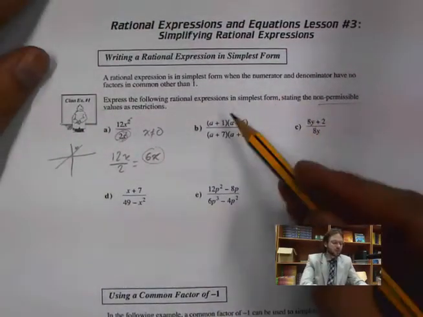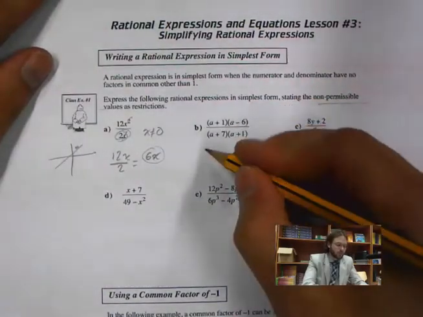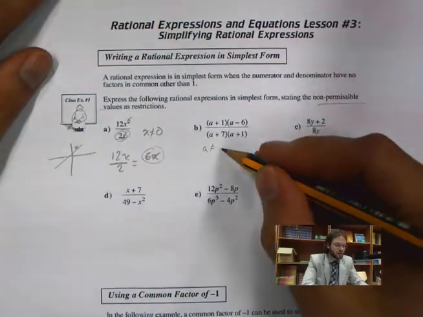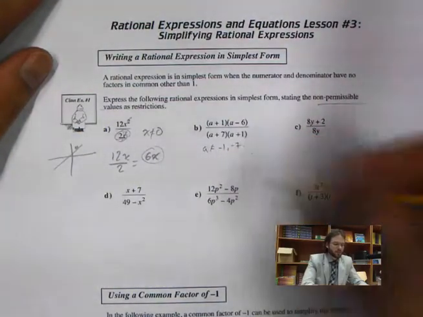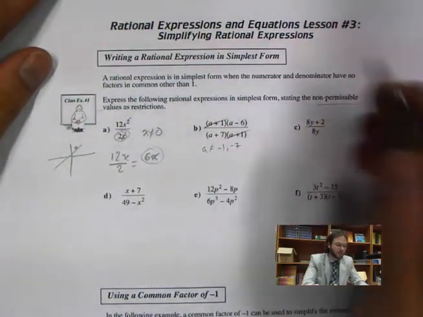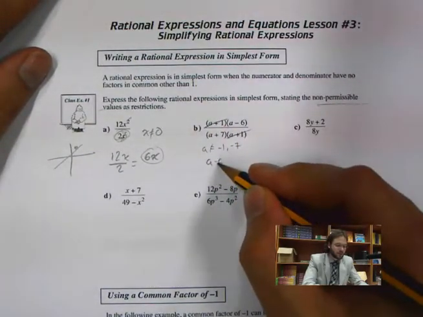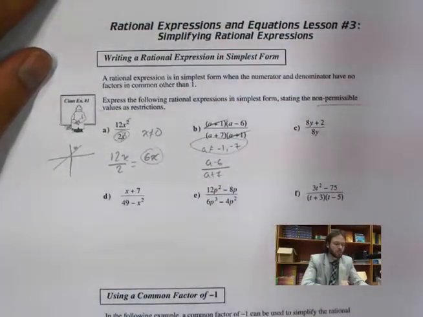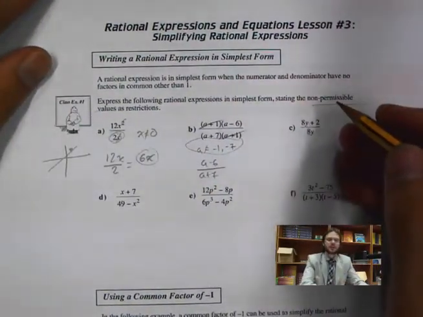So we have a restriction. That's why you always make sure you put your non-permissible value first, before you simplify. Okay? So let's take a look at the next one. What are my non-permissible values? a cannot equal -1 and -7, from what we learned last class. Now, let's see what cancels off. This cancels off with that, so we're left with a minus 6 all over a plus 7. But those are my non-permissible values. Okay?